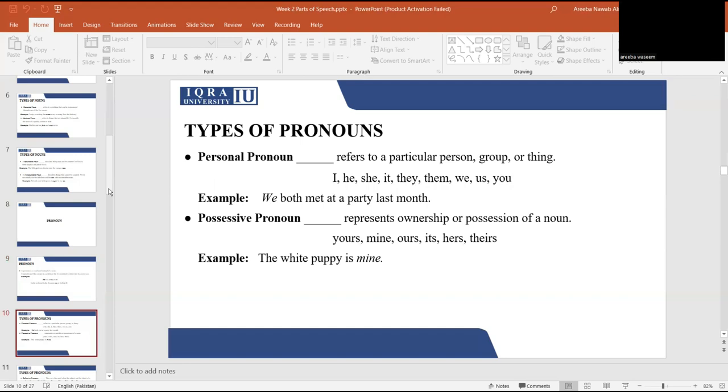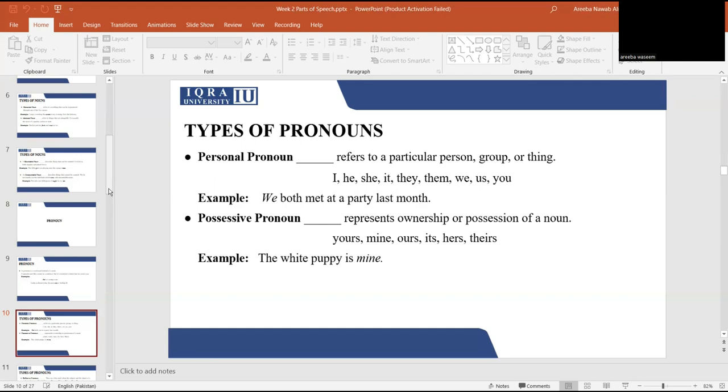So what are the types of pronouns? First is personal pronouns. It refers to a particular person, group, or thing. I, she, it, they, them, he. The example is simple: we both met at a party last month. Instead of writing two names, we just wrote we both met at a party last month.